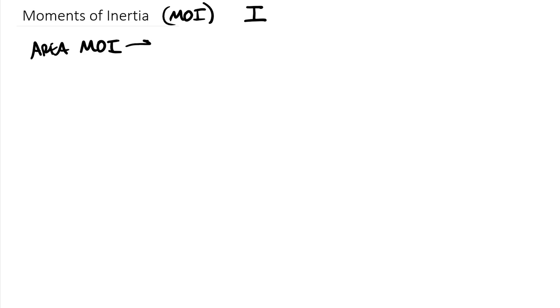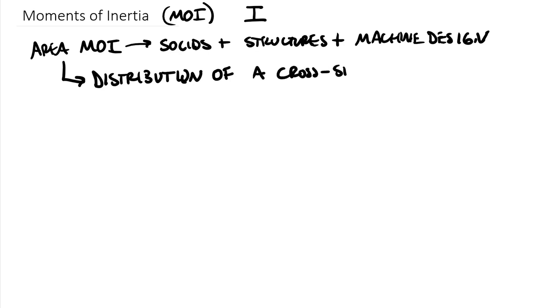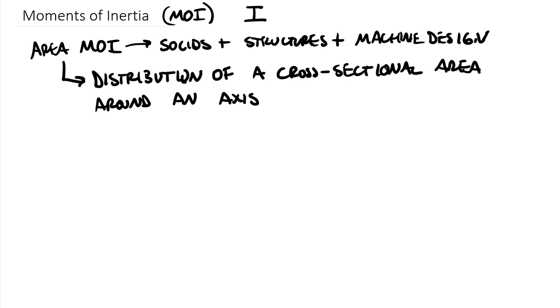So area moments of inertia are used in solids and structures. And in a mechanical engineering context, they are used in machine design. And these area moments of inertia fundamentally specify the distribution of a cross-sectional area around an axis. Okay, so they basically tell how a cross-sectional area is distributed around an axis.